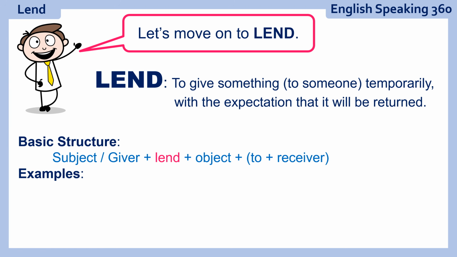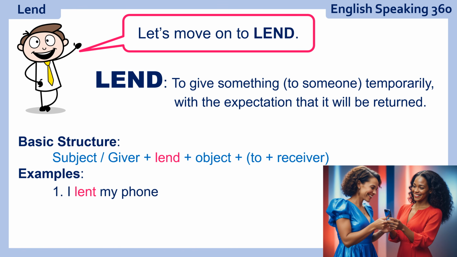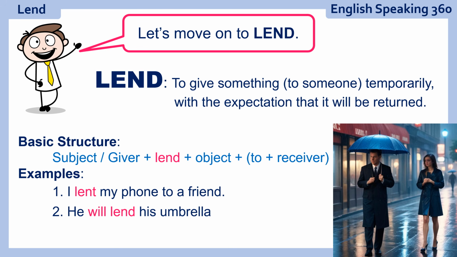Here are some examples. I lent my phone. Good. Or I lent my phone to a friend. To a friend is optional in this case. So I lent my phone, so I gave my phone to a friend, and my friend will return it in a few days. He will lend his umbrella. Probably, if he's a gentleman, he will lend his umbrella to the woman. To the woman is optional. He will lend his umbrella is fine.